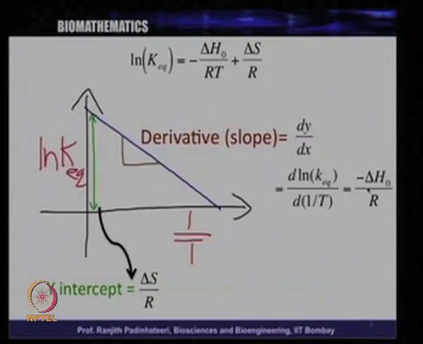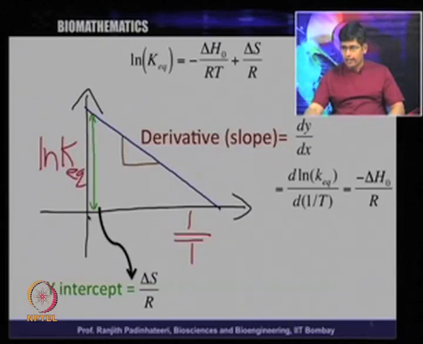And as you can see here, the y intercept, that is the value of y when 1 over T is 0, is basically delta S by R. So, that will give you some idea of entropy also. Since this is a straight line, you can extend it up to the value where 1 over T is 0, and at that point you will get the entropy, delta S by R.